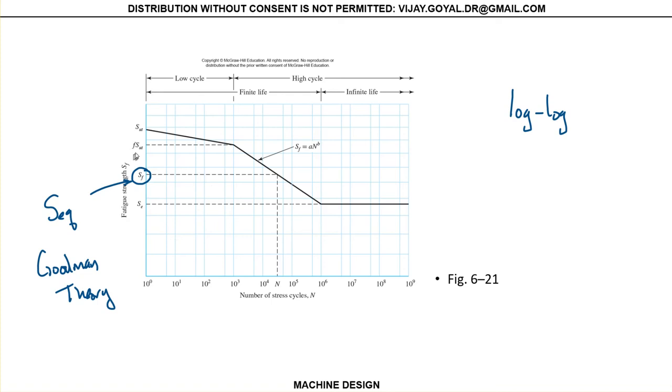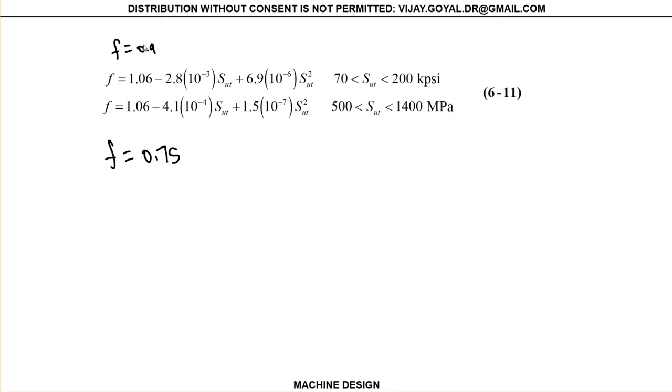Now, for this f, how would I calculate this f? Well, there are many cases. So first of all, if you're working for the case where this SUT is less than 70 KSI, right? Then if it's less than 70 KSI, you will take f equal to 0.9. If your SUT is bigger than or equal to 200 KSI, then you take f equal to 0.75.